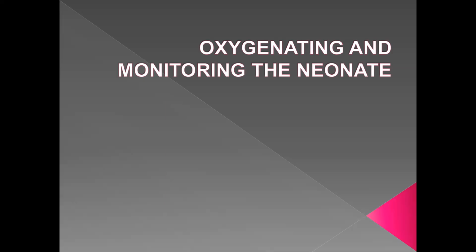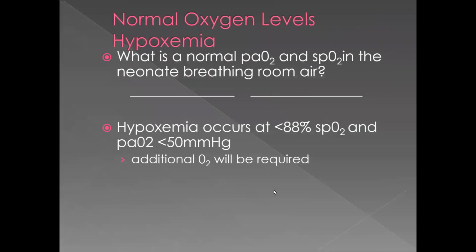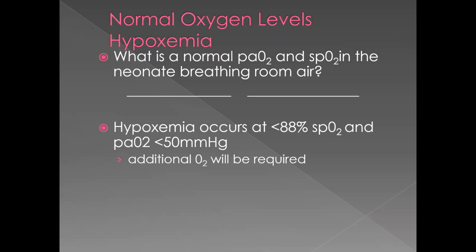All right, so we'll start off with a PowerPoint, oxygenating and monitoring the neonate. Normal oxygen levels versus hypoxemia. What is a normal PaO2 and SpO2 in the neonate breathing room air? So for the PaO2, you can put in 50 to 80 millimeters mercury or torr. So 50 to 80.